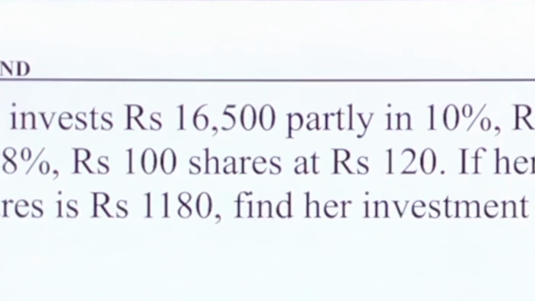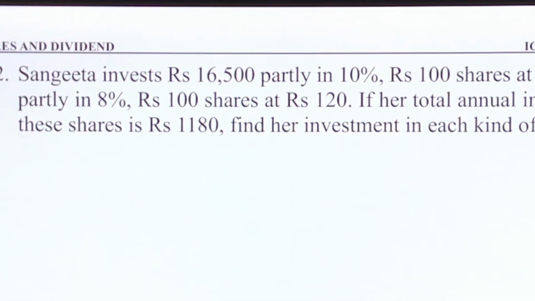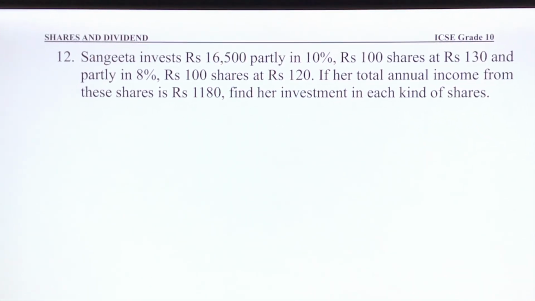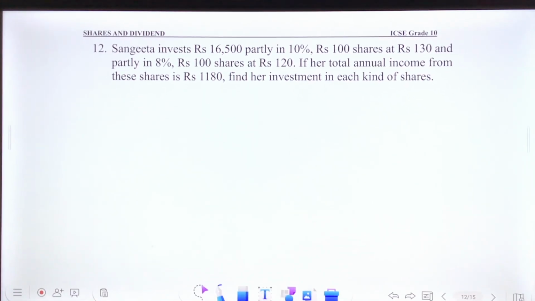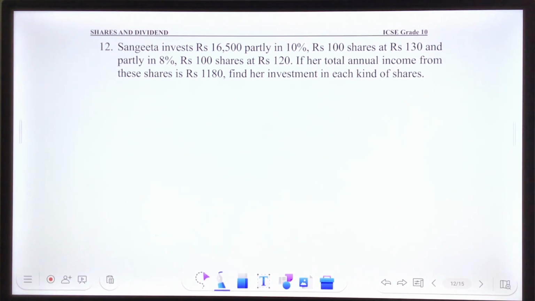The question is, Sangeeta invests rupees 16,500 partly in 10% rupees 100 shares at rupees 130 and partly in 8% rupees 100 shares at rupees 120. If her total annual income from these shares is rupees 1,180, find her investment in each kind of shares.